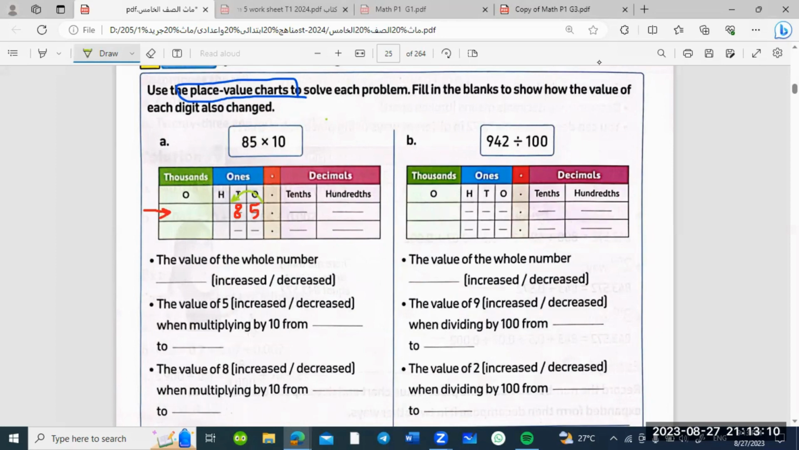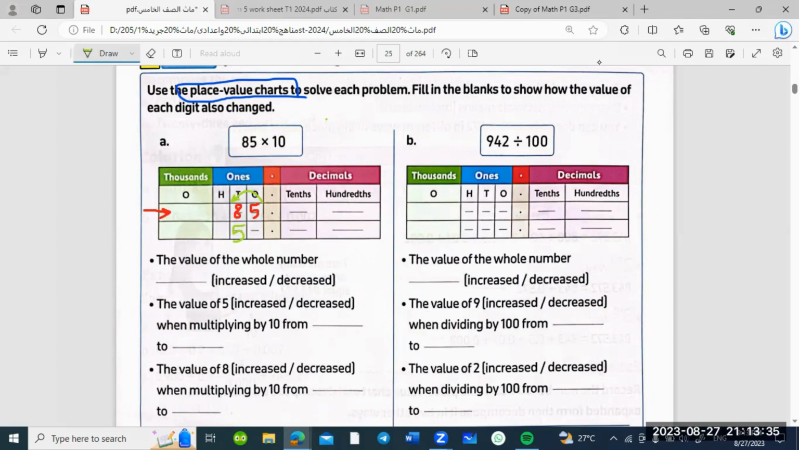I will not add anything to it. I will just take it and move it to the next place value. The next place value to the ones is the tens. If the 5 was in ones, it will be in tens. That's it. I will take each digit and move it to the next place value.